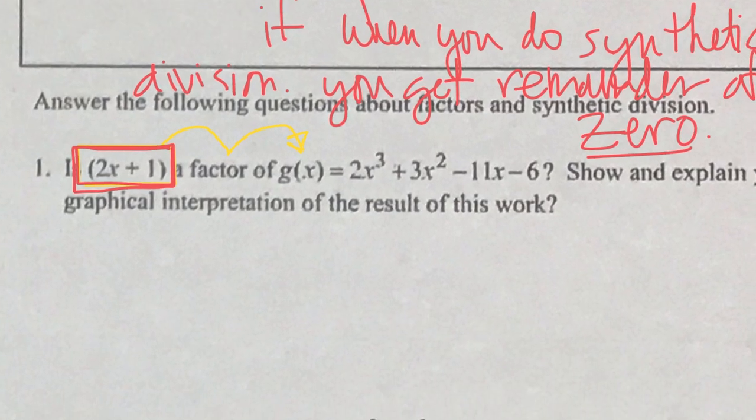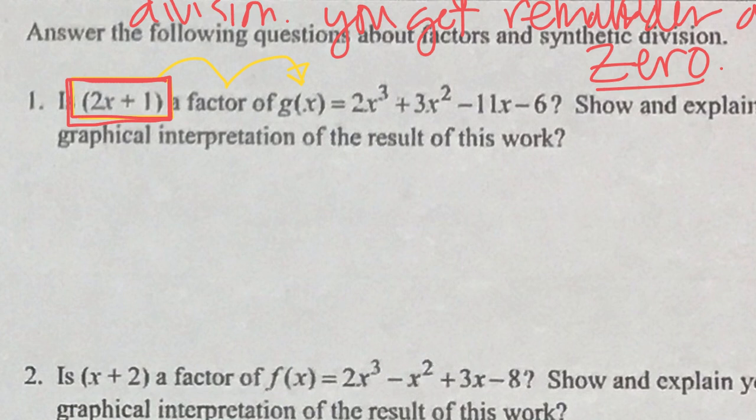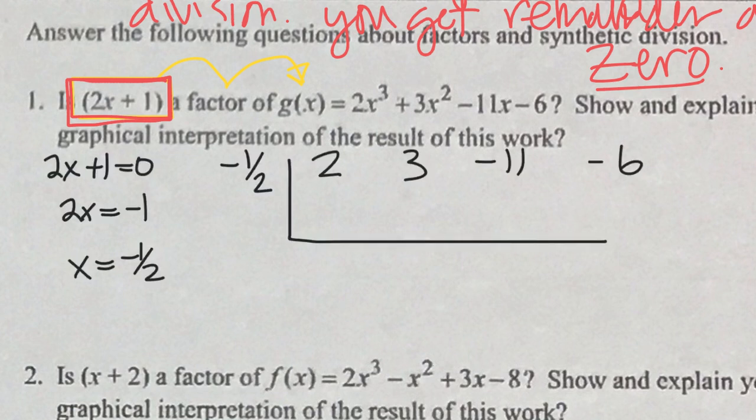Okay, so let's check this one out and see, is 2x plus 1 a factor of this polynomial? So let's do the synthetic division. We set up your division. We look at only the coefficients of your polynomial, and then you solve your potential linear factor to get negative 1/2. We always solve your linear divisor to see what you get out here. So let's do synthetic division and focus on the remainder.